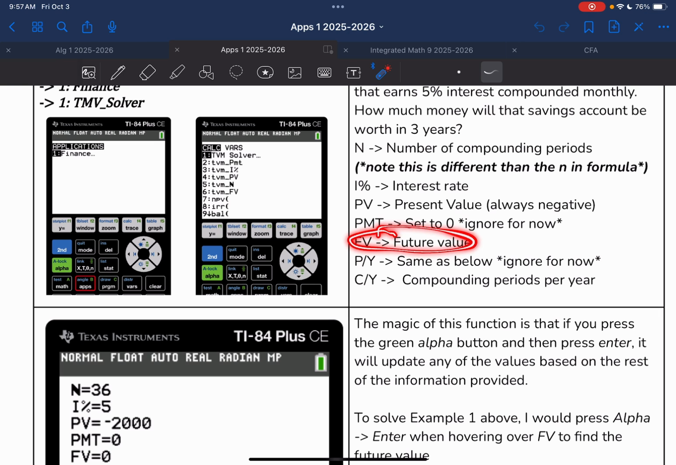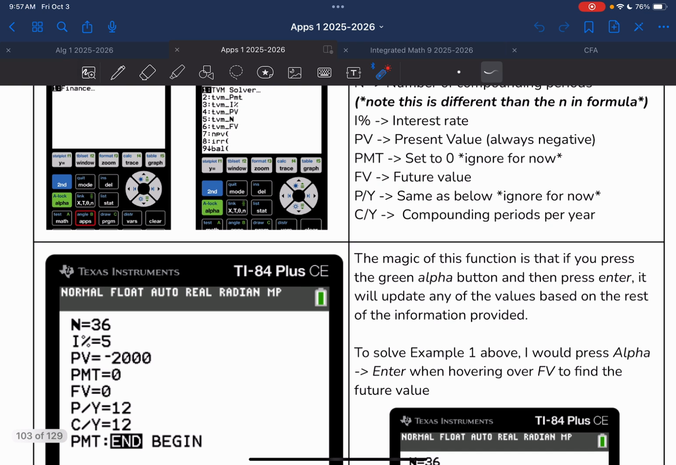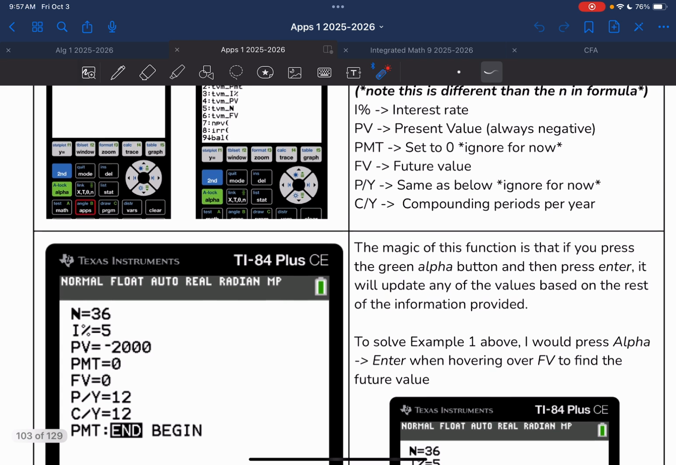The future value will be positive. So you're investing money now, that's a negative for your current cash. And then you withdraw it later at a higher value, that's a positive future value. You'll also see this PMT. Set that to 0 for now. That means payment. We'll deal with that next week. So just in the next unit.